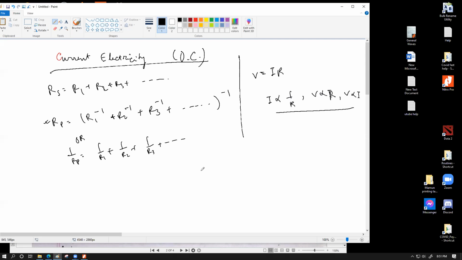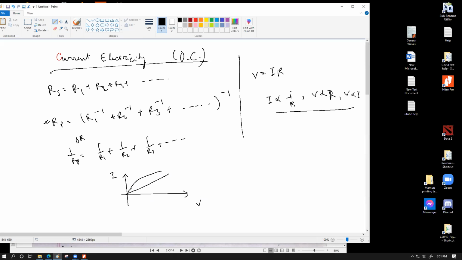Then we have to remember that the IV graph for an ohmic conductor, or for an ideal conductor, which does not change resistance with temperature, is a straight line that goes through the origin. This is the IV graph for an ohmic conductor. Metals tend to have a shape like this.